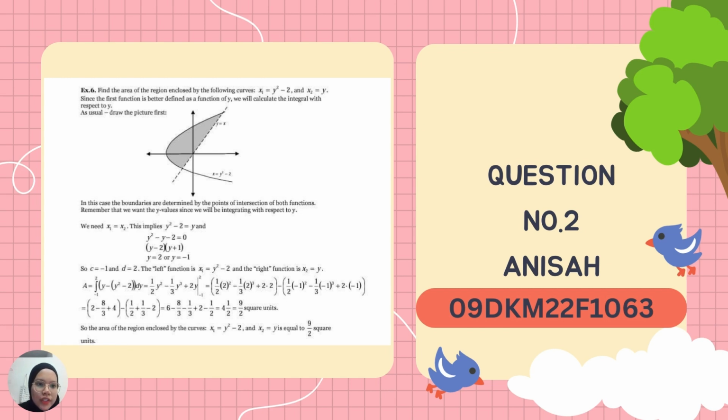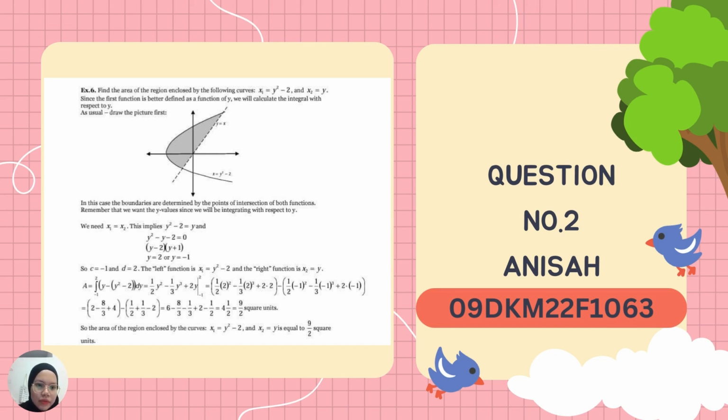My question is, find the area of the region enclosed by the following curves: x1 equals y squared minus 2 and x2 equals y. Since the first function is better defined as a function of y, we will calculate the integral with respect to y. This is the picture we use: x equals y squared minus 2.